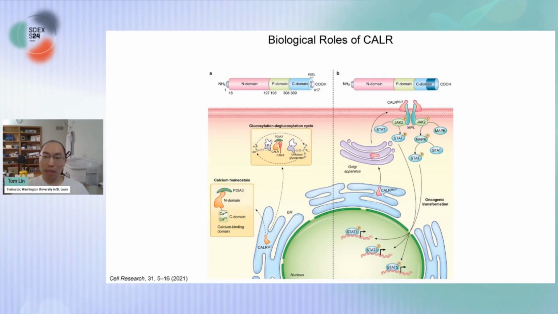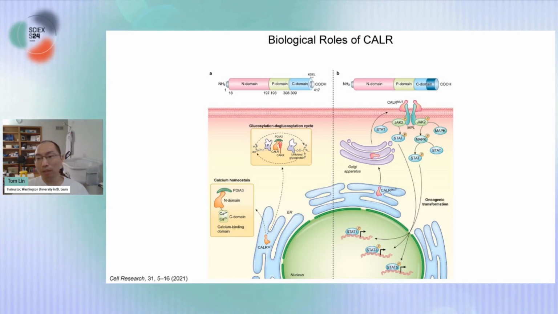Let's take a closer look at calreticulin. Calreticulin is a highly conserved chaperone protein which resides primarily in the endoplasmic reticulum, the ER, and it's involved in a variety of cellular processes, including cell adhesion, ER trafficking, protein folding, and calcium homeostasis.